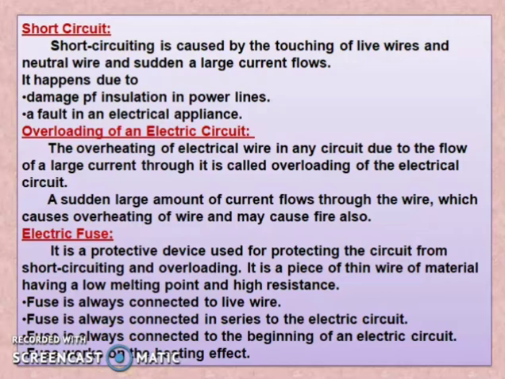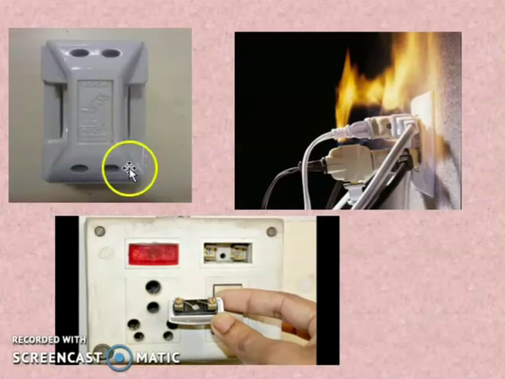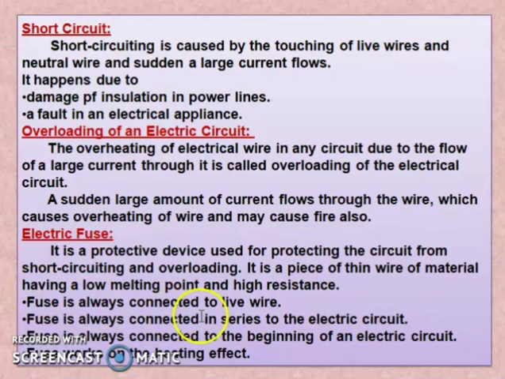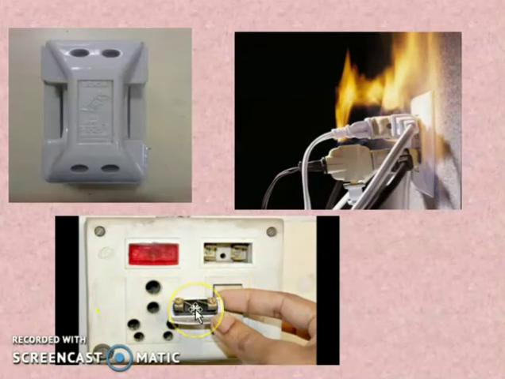Now you can see this one. This is a fuse. In the fuse there is a very thin wire of a material having a low melting point and high resistance. Why does it have a low melting point? If a very high voltage is supplied, what happens? The wire will melt and break. At that time, it will prevent damage. So this is the fuse.